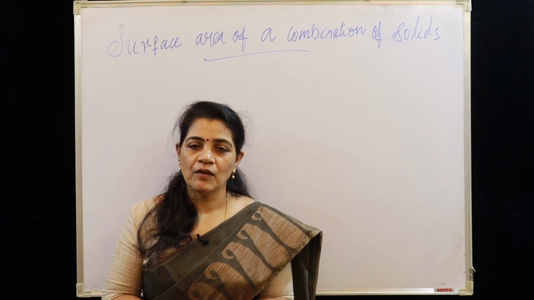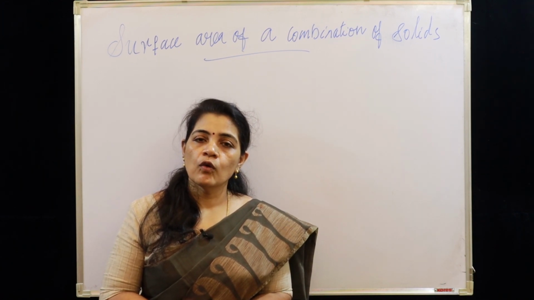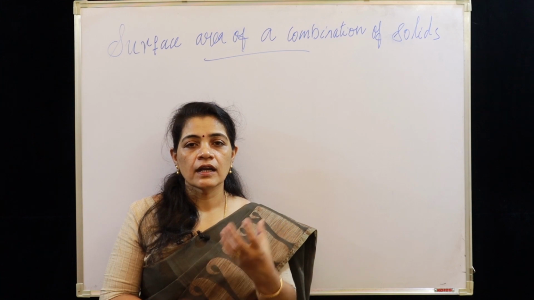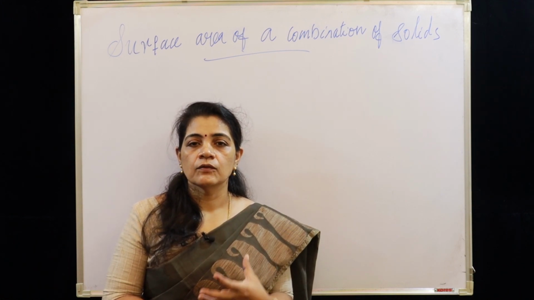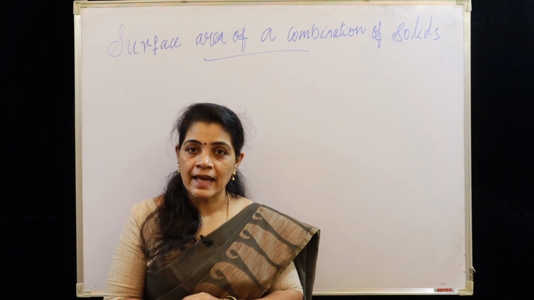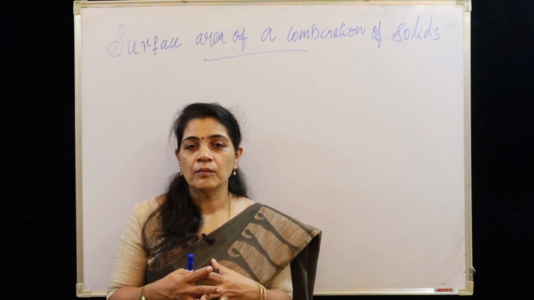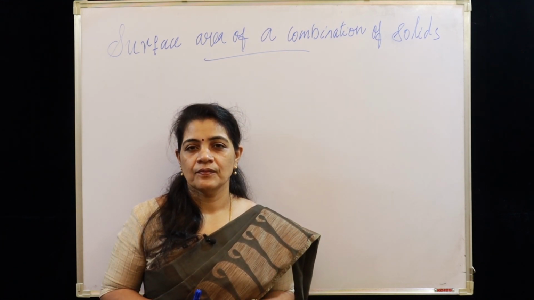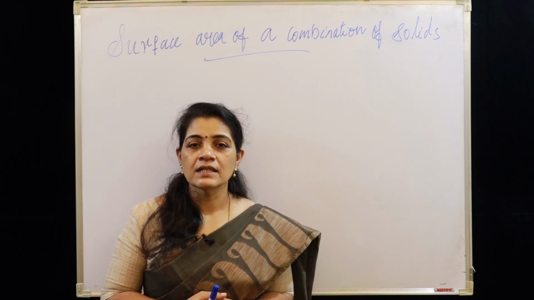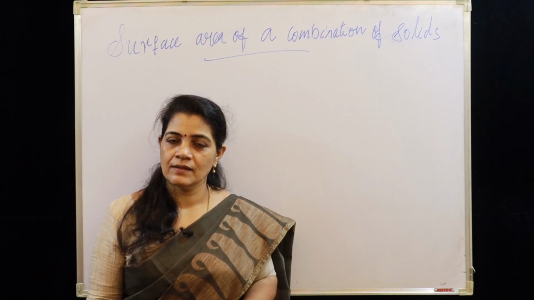In the previous video, we have discussed so many formulas, that is TSA, CSA and volume of many solids. See, if we are getting a problem for a single solid, you can definitely apply those formulas directly. But in some cases, the figures may be a combination of solids. Such figures we are going to discuss in this video, that is TSA or surface area of a combination of solids.